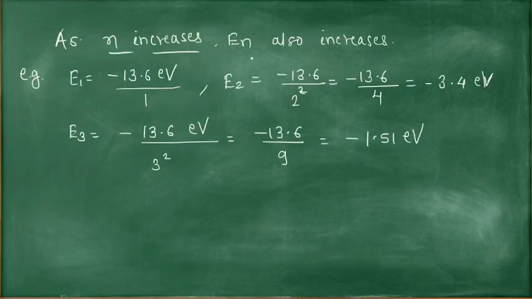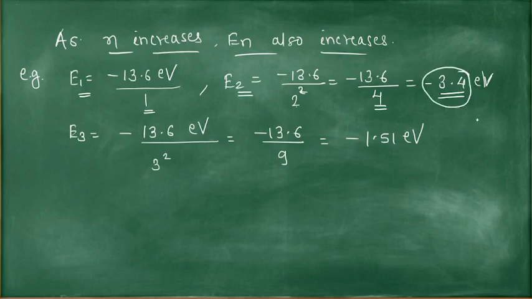As n increases, En also increases. Suppose in the first orbit there is an electron, it has energy minus 13.6 electron volt upon 1 square, that is 1. If the electron is in the second orbit, then you have to divide by 2 square, that is 4, and this becomes minus 3.4 electron volt. So minus 13.6 electron volt and minus 3.4 electron volt. Here E2 is greater than E1. This we have seen in the previous video.